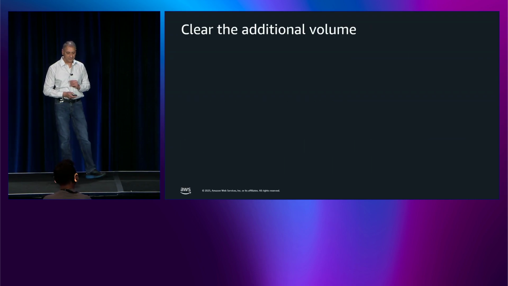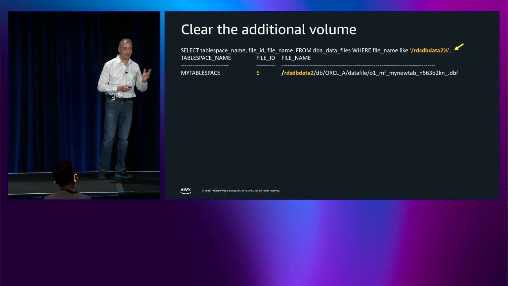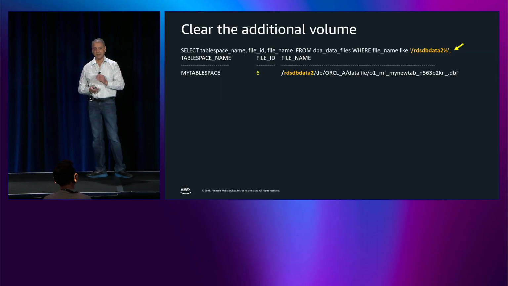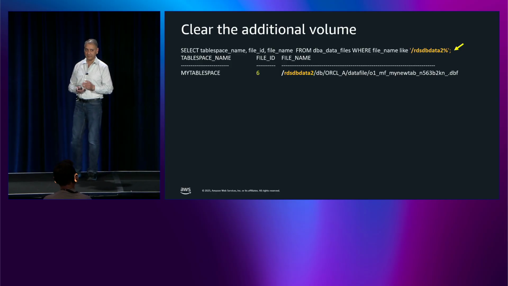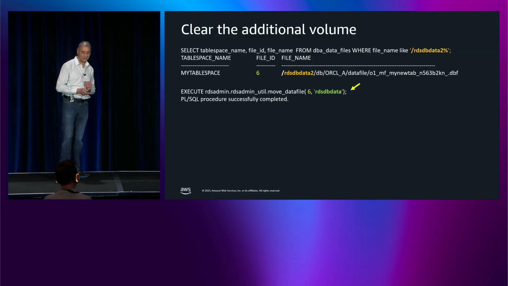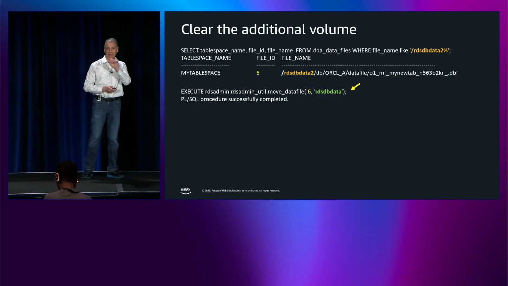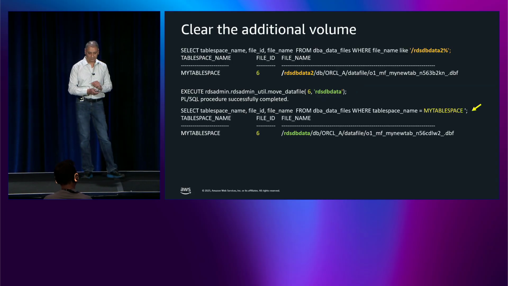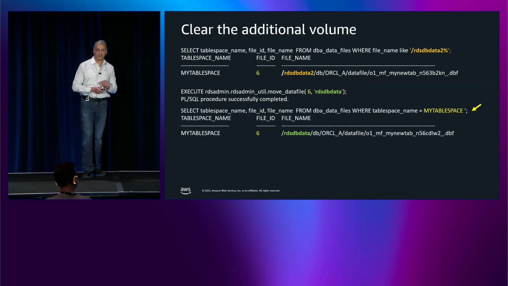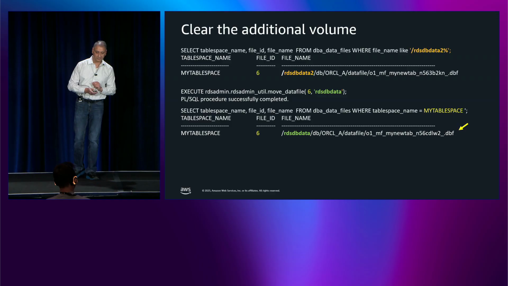To do that, I want to first clear the additional volume. So I start with, let me look at all tablespace files which were created in my additional volume. So I call a select command and say, show me all the tablespace files in my additional volume. I again see just one file with file ID 6. I then call an execute command again, move data file, to move it back to my primary volume. And then I verify it again to say, is the file name moved to my primary volume? I see it's moved back to RDS DB data, which is my primary volume.